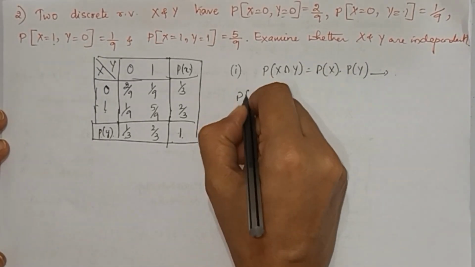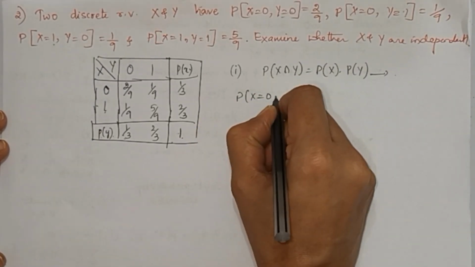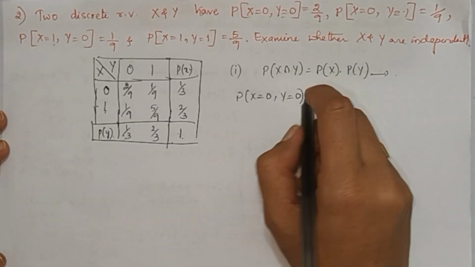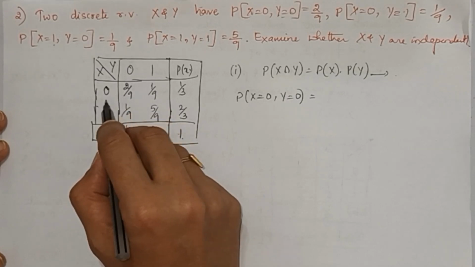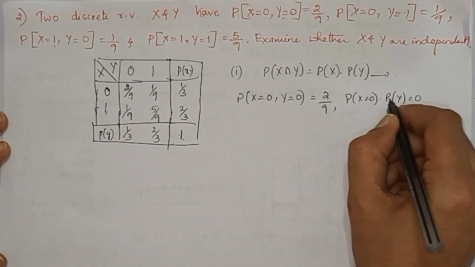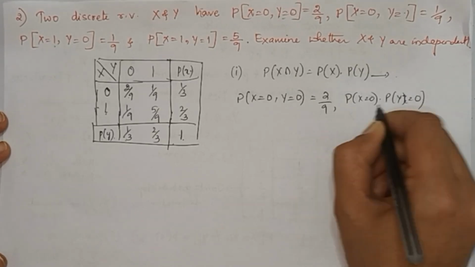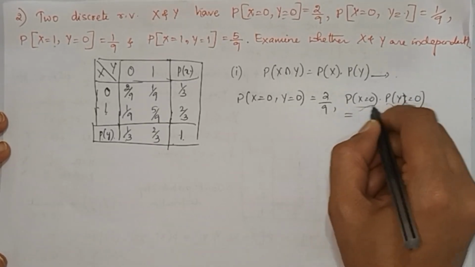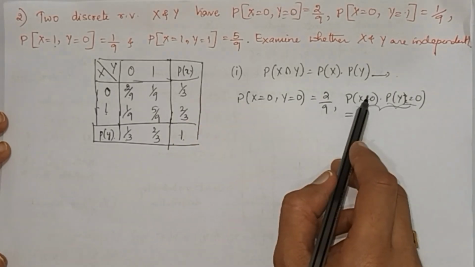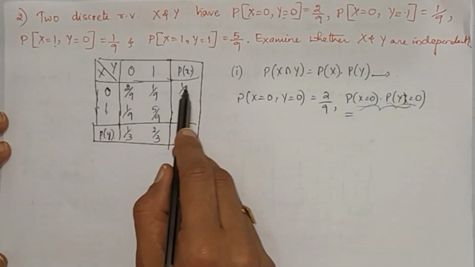So first you take p of x equal to 0 and y equal to 0. That gives you p of x equal to 0, y equal to 0. The probability value is 2 by 9. Now p of x equal to 0 into p of y equal to 0. At this point, what is the product of these two? So product of these two means p of x at 0 is given by this.